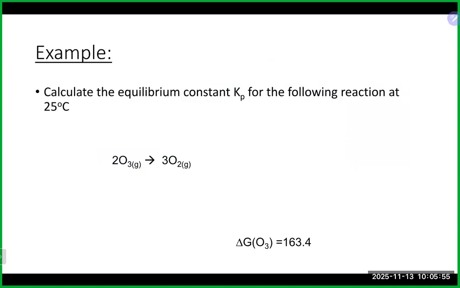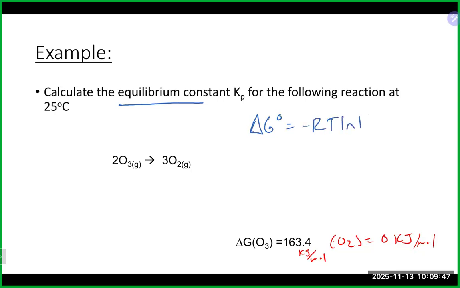All right, so let's try some here. Delta G of O2 is 0 kilojoules. Calculate the equilibrium constant for the following reaction. Okay, let's take a look. Obviously we're looking for an equilibrium constant, so that should narrow down which formula to use. We'll use the one that has the equilibrium constant in it. So we're looking to solve for the equilibrium constant.